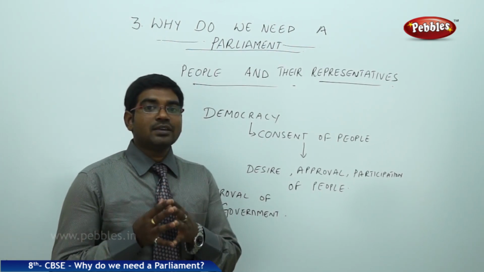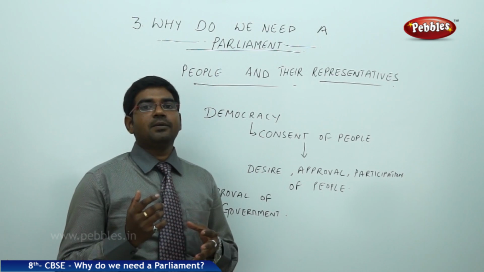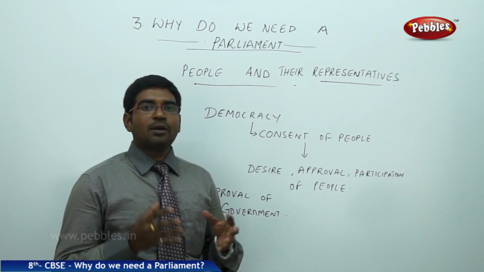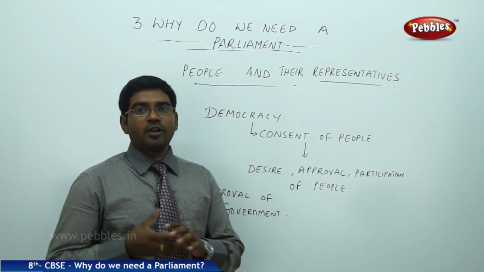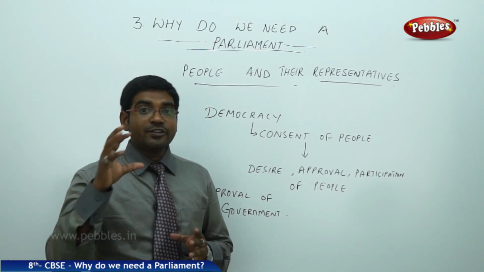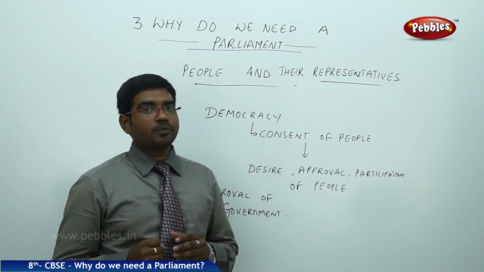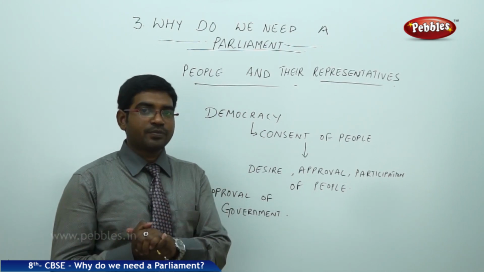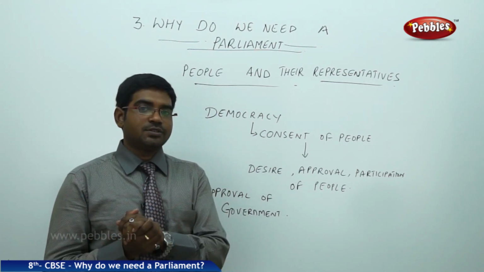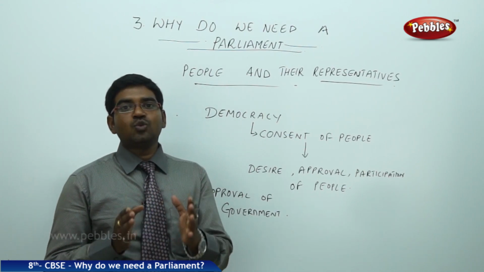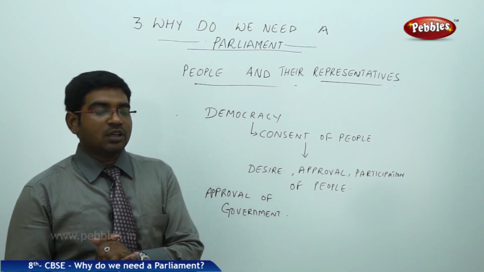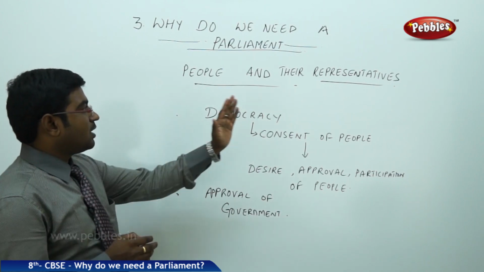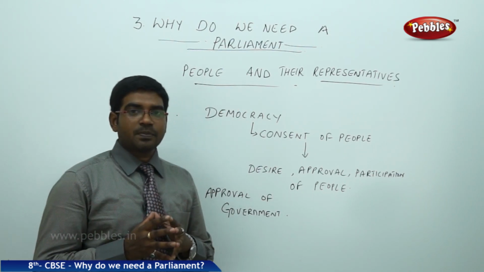Till now we have discussed what the need is, or why people should decide about the members of the parliament or the government structure. Why should people play an important role? That's what we have discussed. We have looked at the historical point of view, why the framers of the constitution gave us the universal adult franchise. Now moving ahead, people and their representatives.